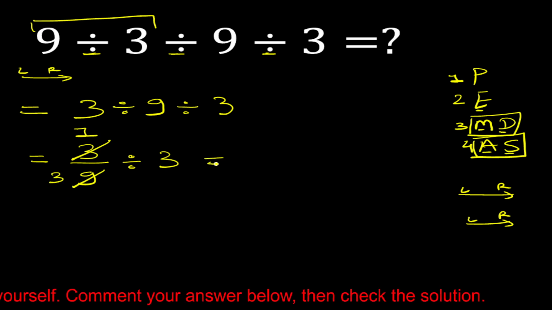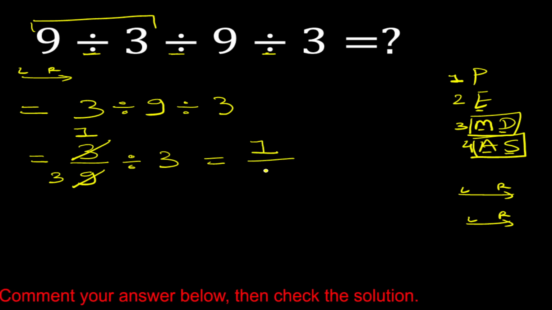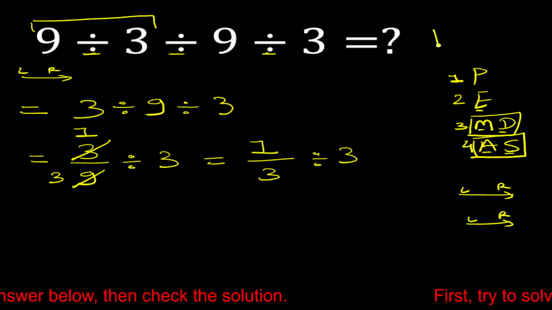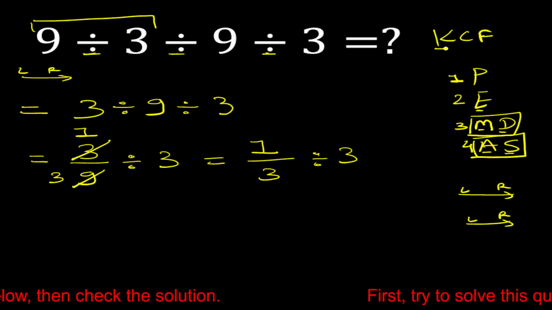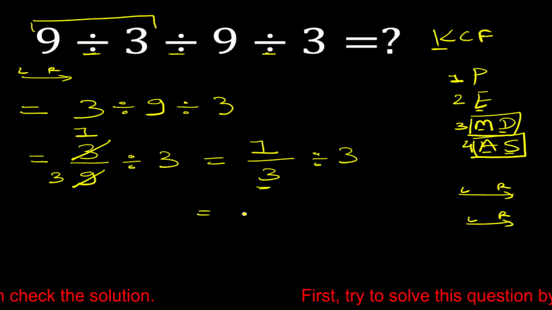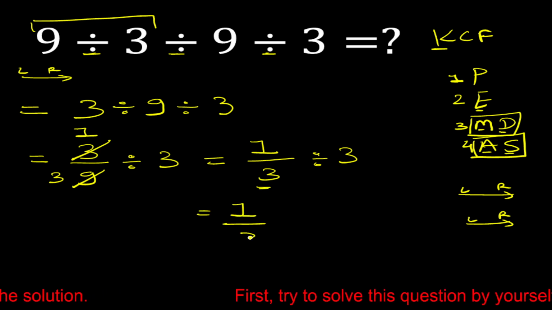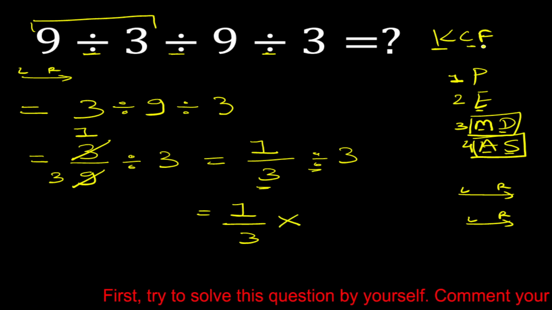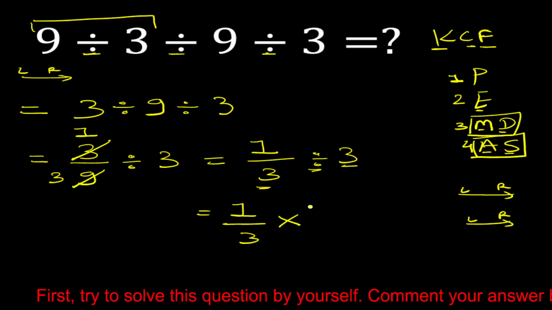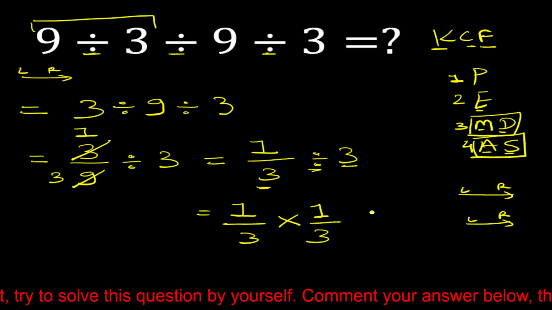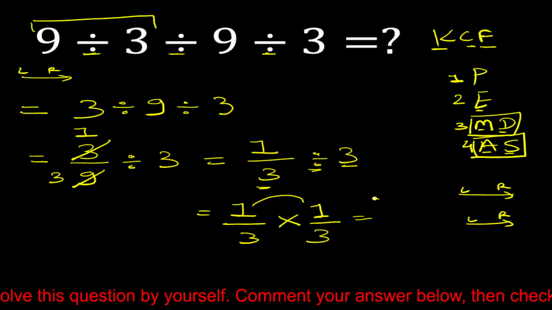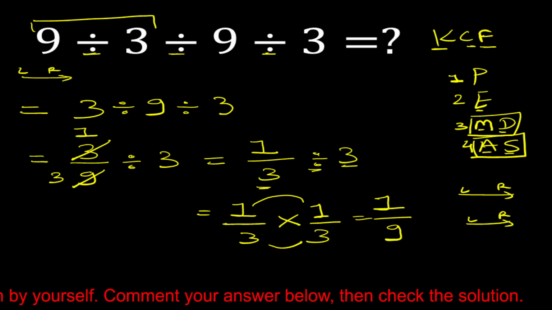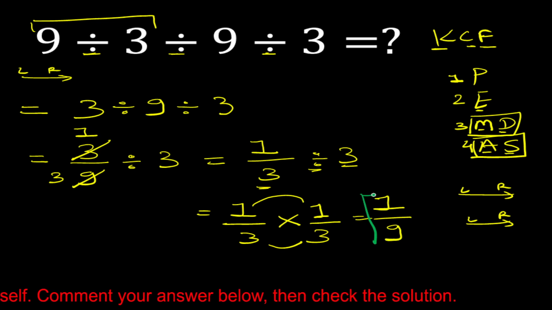So now the expression becomes 1 upon 3 divided by 3. Now according to the KCF rule, K means keep this first fraction as it is the same, 1 upon 3. C means change this sign from division to multiplication. F means flip this last fraction, 3 is equal to 1 upon 3. Now 1 multiplied by 1 is equal to 1 and 3 multiplied by 3 is equal to 9. So 1 upon 9 is the correct answer. Okay.